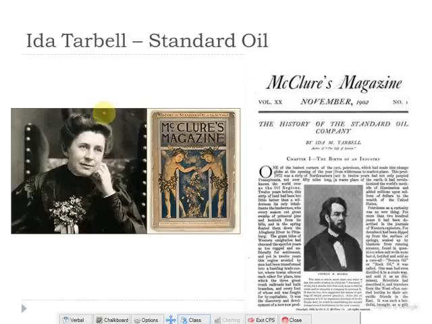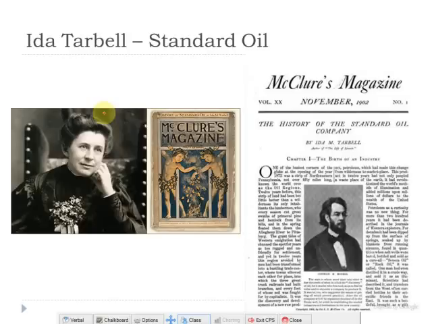Now, is it pretty risky to go up against John D. Rockefeller? Yes. He might kill you. He's one of the most powerful men in the world. He owns 90% of American oil. So if you make John D. Rockefeller mad, might he come after you? So Ida Tarbell risked her life.